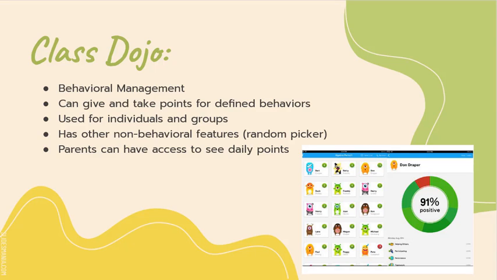You can give points to individuals as well as groups, so you can group students and say, hey, you all are getting this many points because of what you did in group time. It also has some non-behavioral features, like a random name picker, that you can use if you want to use Class Dojo for more than just behavioral elements.